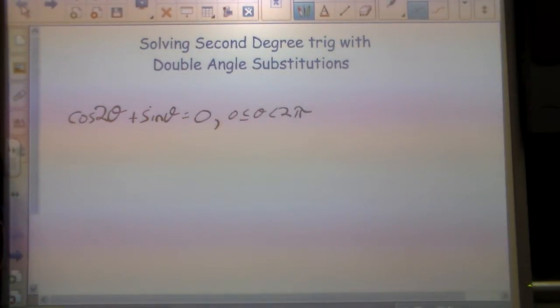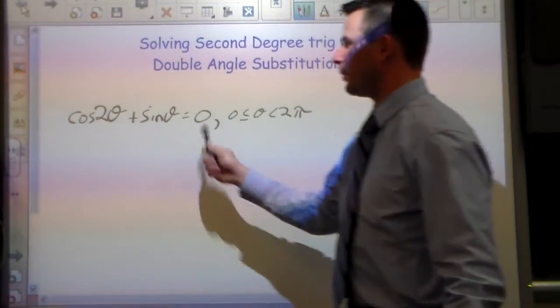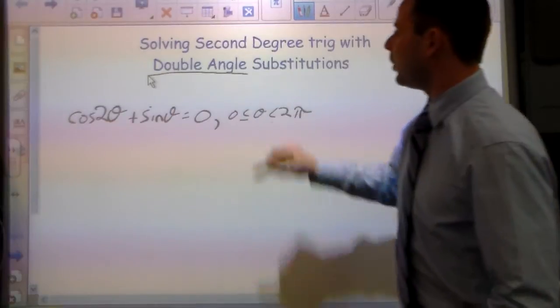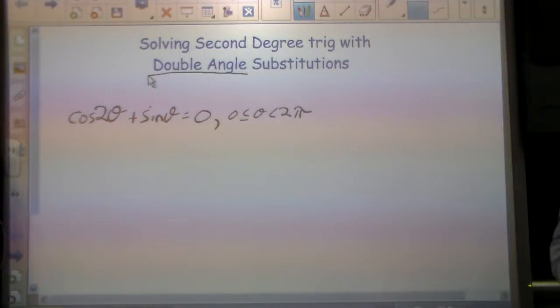So yesterday we solved some second degree trig equations which involved Pythagorean identities. Today we're going to solve some second degree trig equations that contain double angle substitutions. Now at first glance this doesn't look like a second degree equation because there's nothing being squared. But our list of substitutions will provide the double angle which will yield a second degree equation.